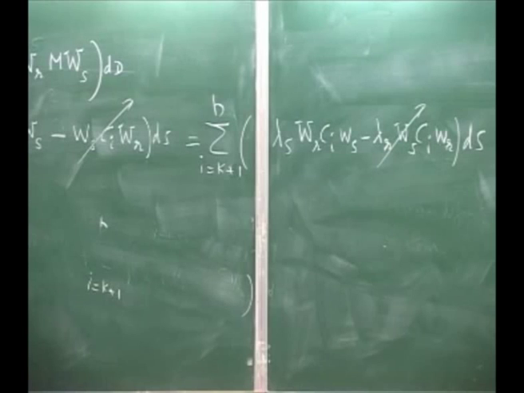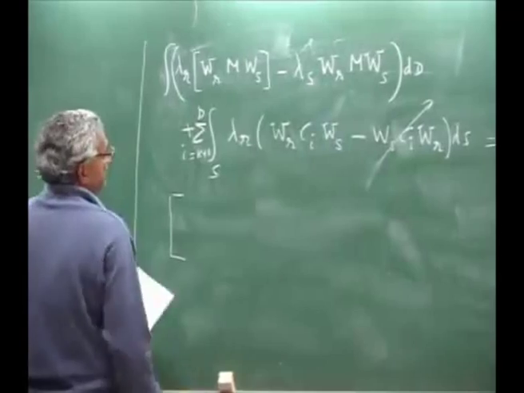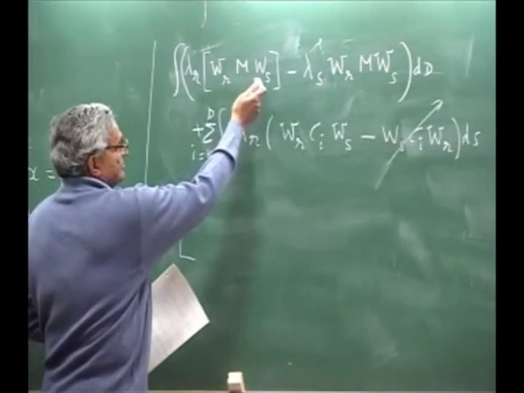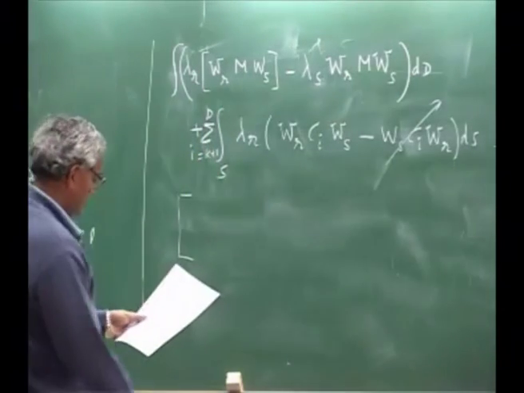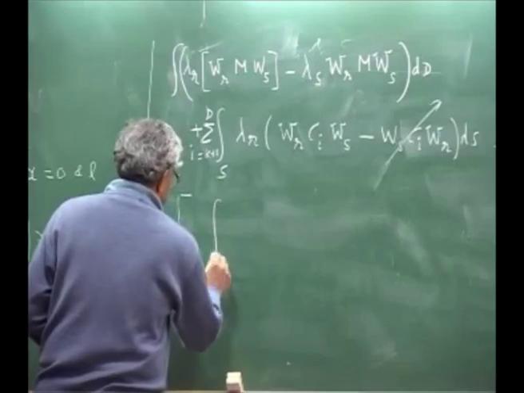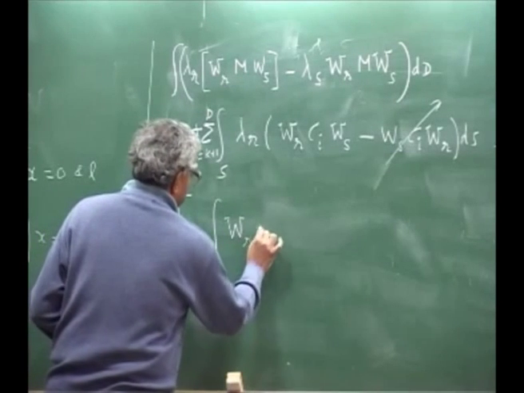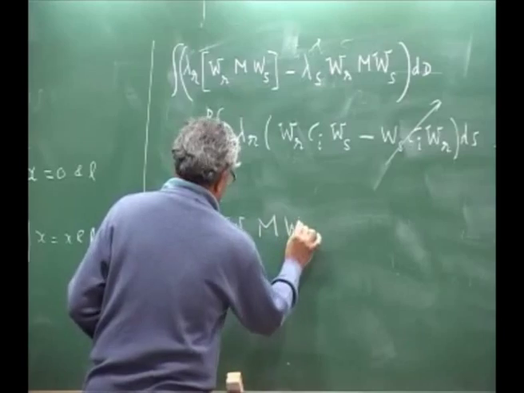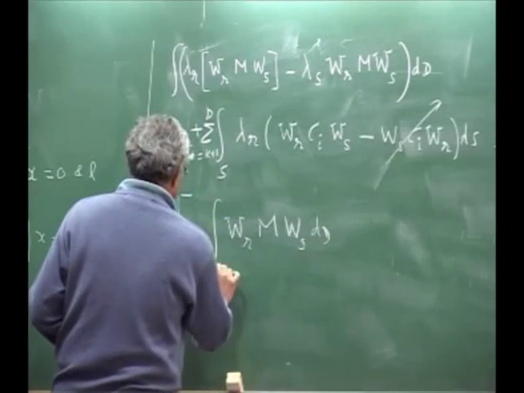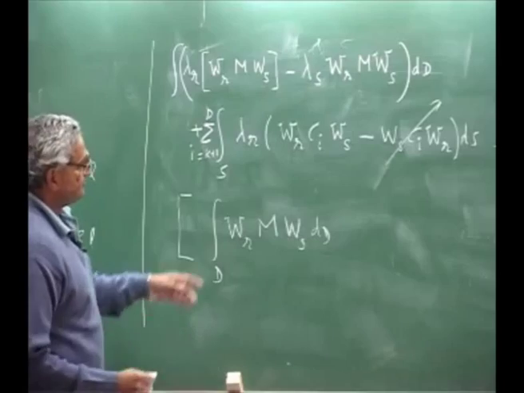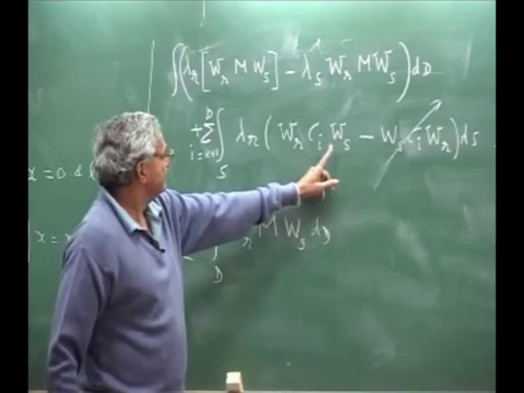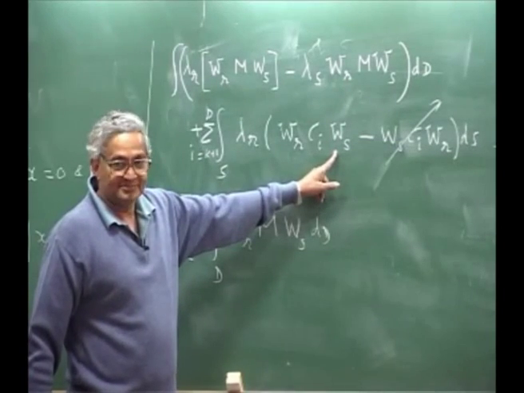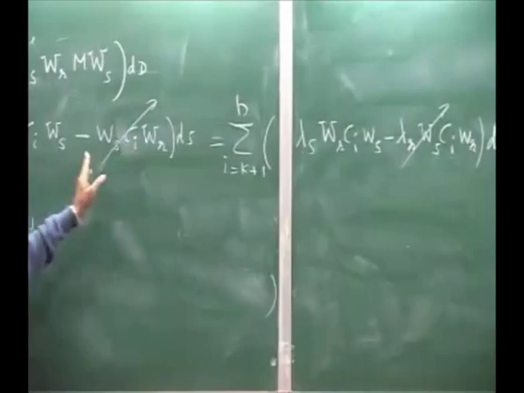Okay. The compact form will be, because this is the same, W R M W S, W R M W S. You will have integral W R M W S dΩ over the domain. Here you will find W R C I W S, that is a common term. This will come to the left side.